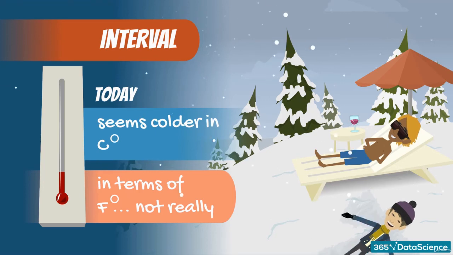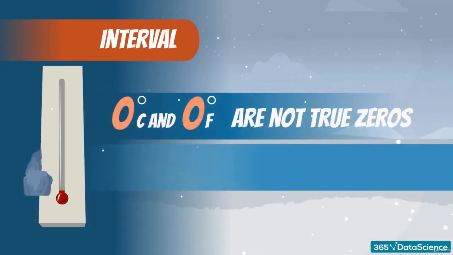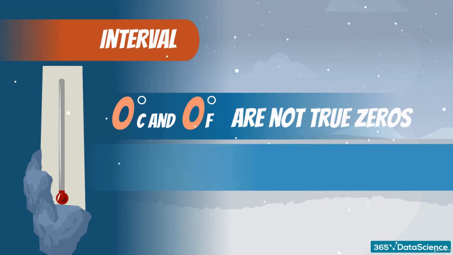The issue comes from the fact that 0 degrees Celsius and 0 degrees Fahrenheit are not true zeros. These scales were artificially created by humans for convenience. Now, there is another scale called Kelvin, which has a true zero. 0 degrees Kelvin is the temperature at which atoms stop moving, and nothing can be colder than 0 degrees Kelvin.